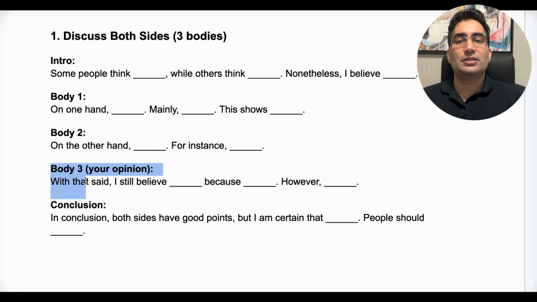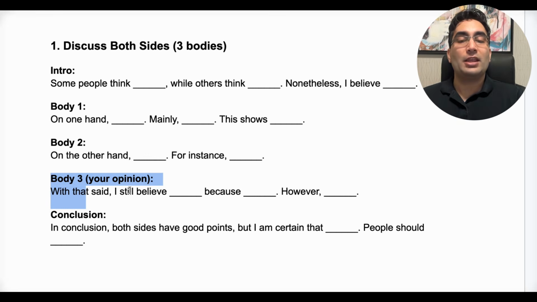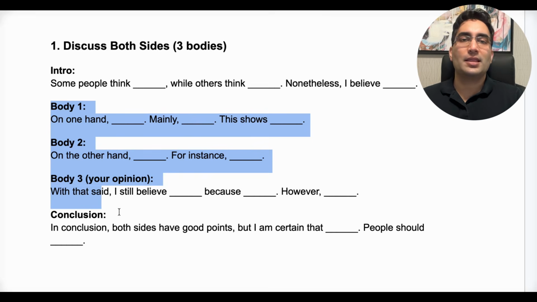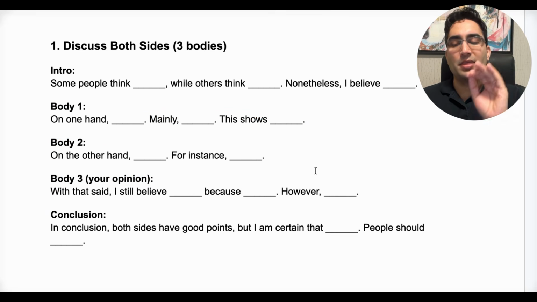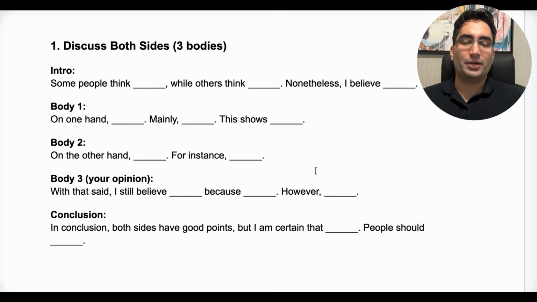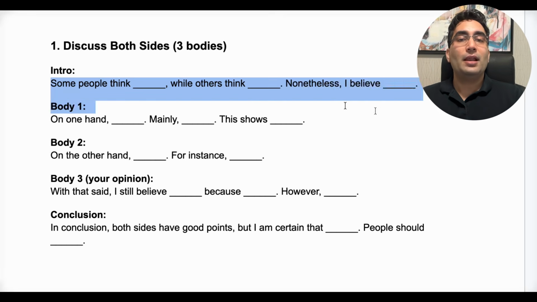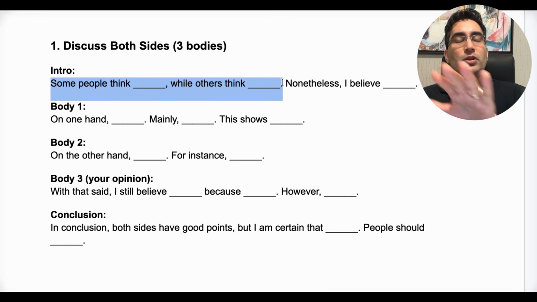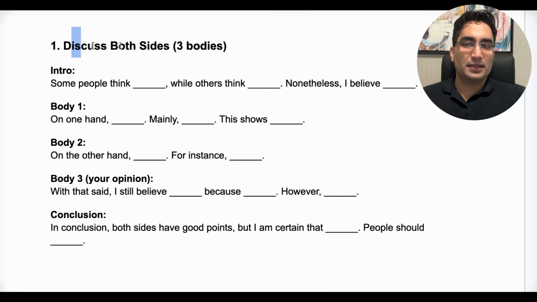I tell my students to do a 3rd body, and you still will end up with the same amount of words because we simply divide the points in 3 bodies instead of 2, but this gives you a very complex and a hyper advanced structure. Here's how you start. Some people think this, while others think this. Why do we do this here is because it is discussed both sides. So we want to show the examiner we understand that we're talking about both sides.